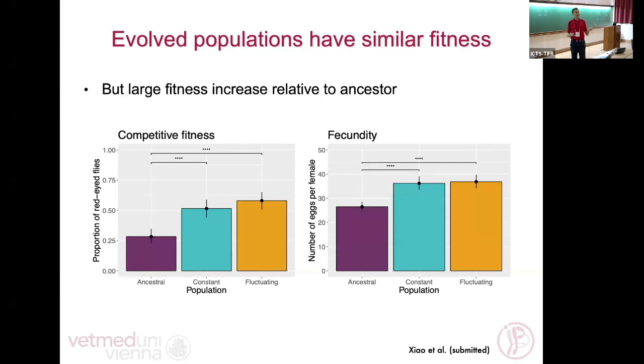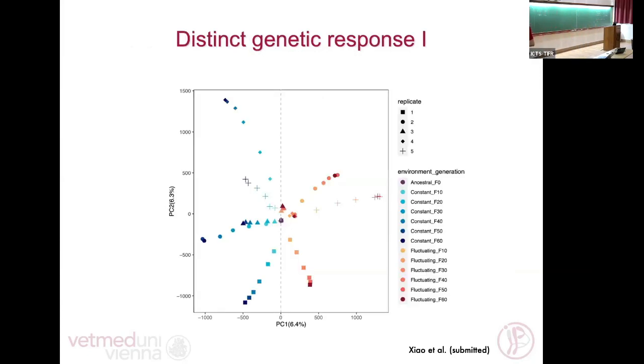Okay, so how does it look on the genomic level? What would be your prediction here? Well, I would have expected, based on this, a parallel response. I would have expected similar alleles to change in frequency there. Of course, there's all the problem of redundancy and all this. So what do we find here?